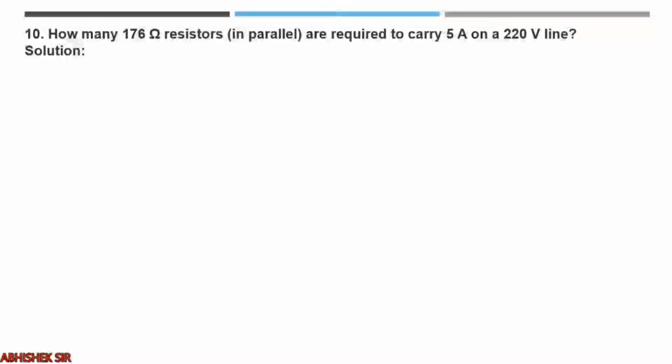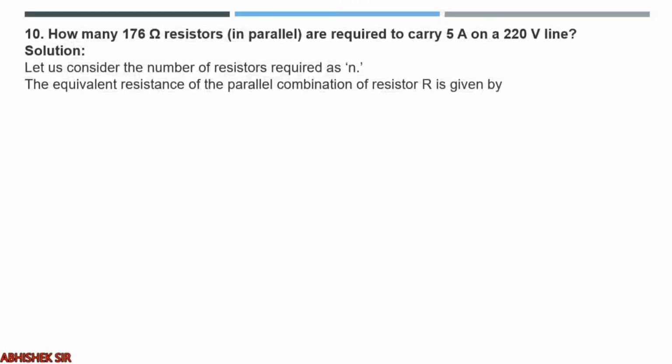Moving on to the last question of this video. Again, very important question, a tricky question I must say. How many 176 ohm resistors in parallel are required to carry 5 ampere on 220 volt line? So this is a kind of challenge, mind trick. Let us consider that we need n number of resistors, each having the resistance 176 ohm. Okay, now we have to connect them into parallel. So how shall be the equivalent resistance, overall equivalent resistance, right?